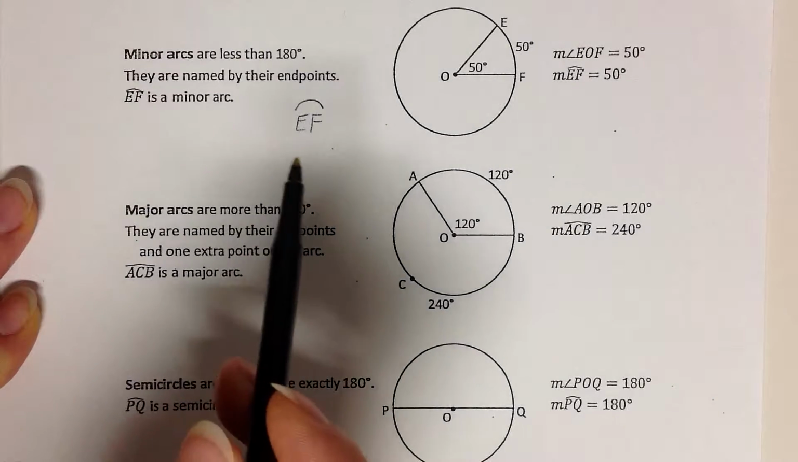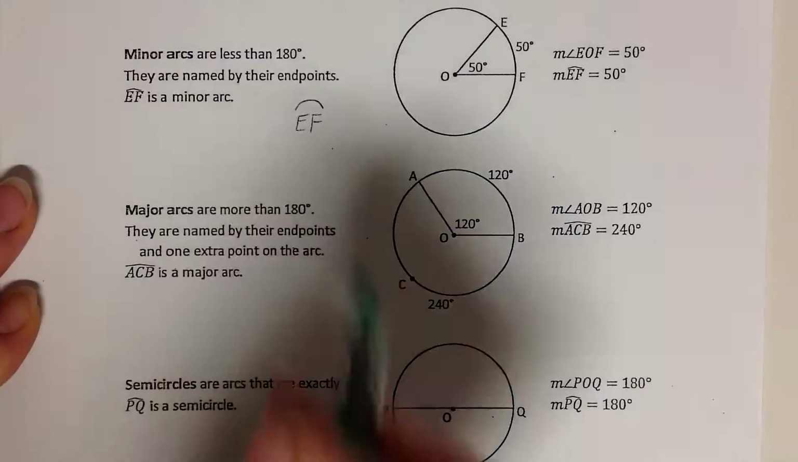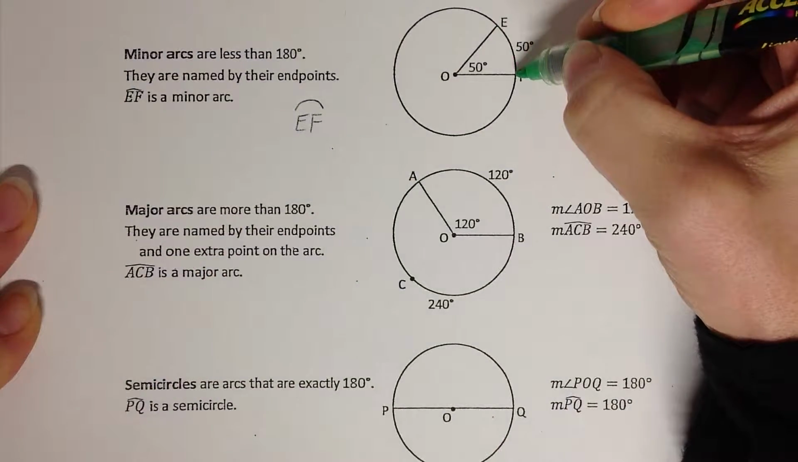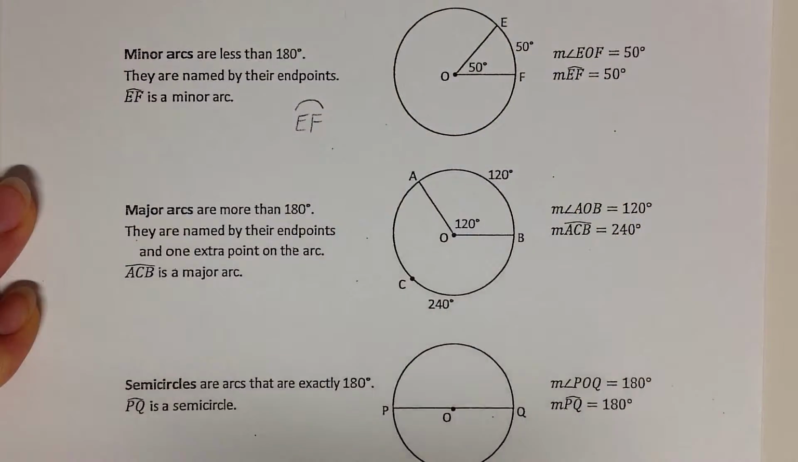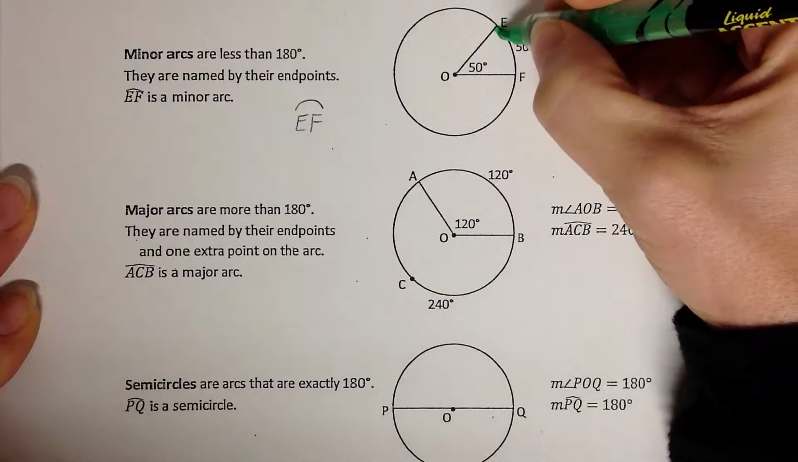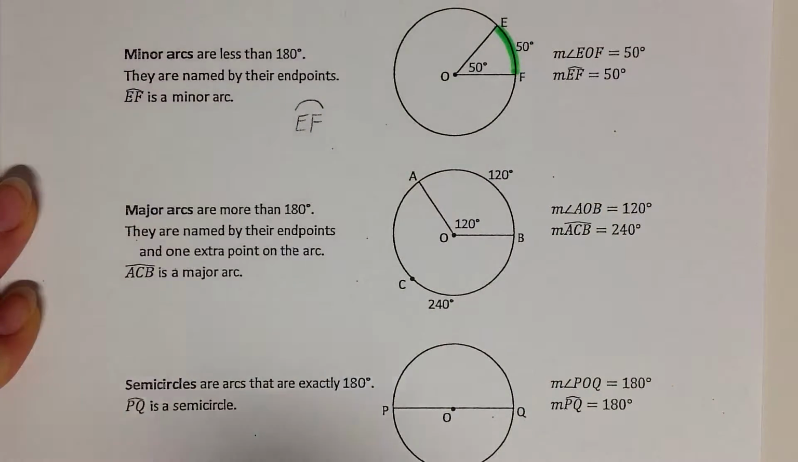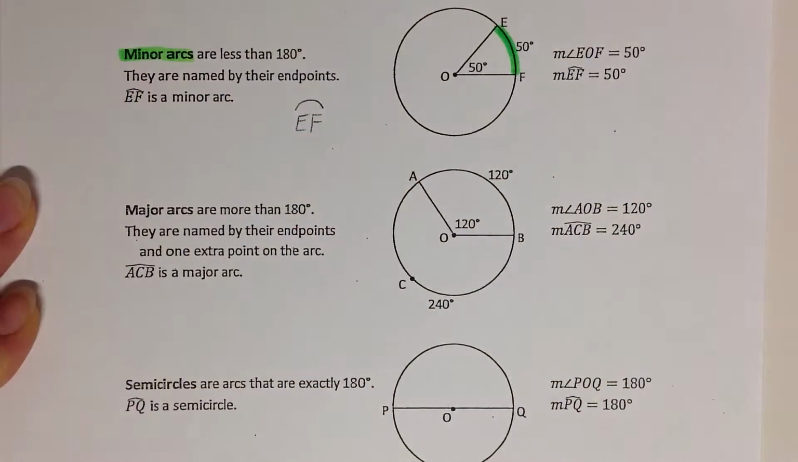If there are two letters, you're traveling the closest distance, right? Because how do I know? I have to start and end at E and F. How do I know whether it's here or the long way around? If it's two letters, it's always the shortest. So E to F, the shortest distance is right there. So that's the arc they're talking about. Okay, and that's a minor arc. Minor is going to be small.